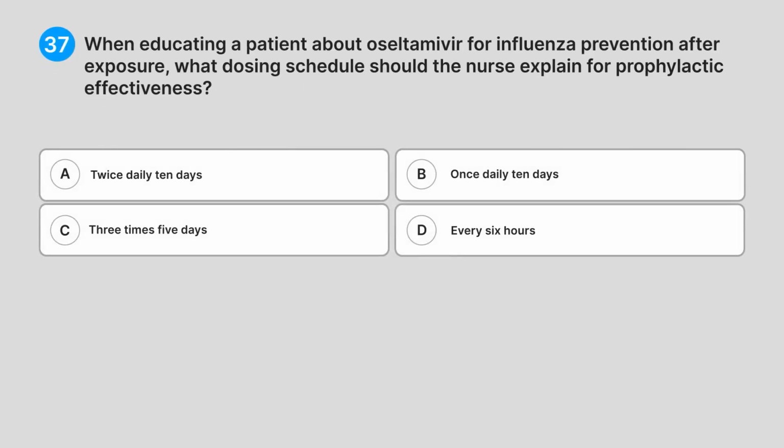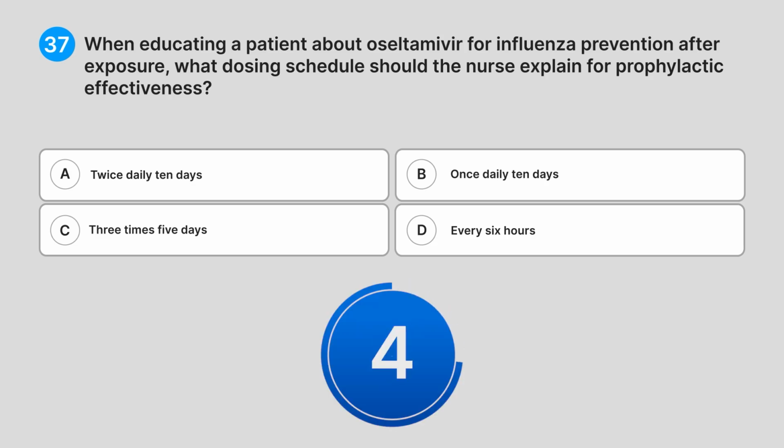37. When educating a patient about oseltamivir for influenza prevention after exposure, what dosing schedule should the nurse explain for prophylactic effectiveness? A. Twice daily 10 days. B. Once daily 10 days. C. 3 times 5 days. D. Every 6 hours. Can you guess the answer?